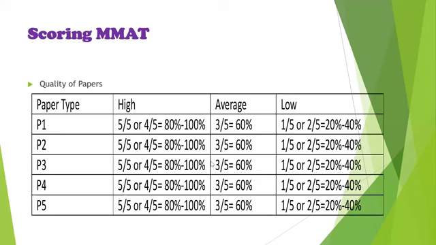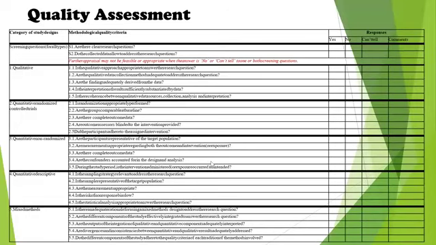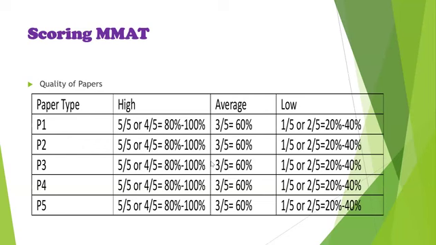If it is maybe one no, then maybe the data is not adequate. But if the other questions, from 1 to 5, are yes, but one is no, then it becomes 4/5. 4/5 becomes 80%. Now, if the score is between 80 to 100%, you are going to classify that paper as a paper of high quality.